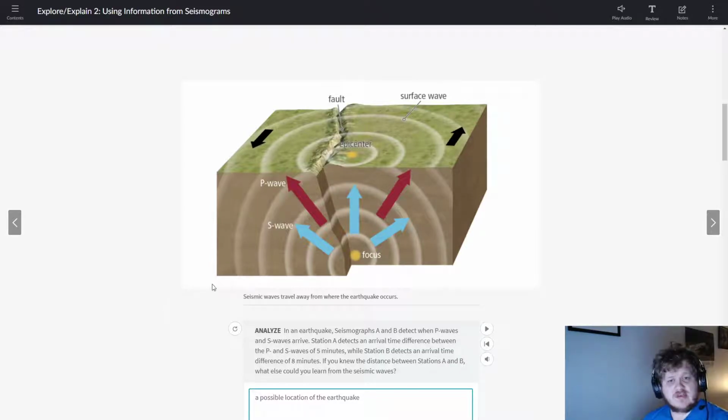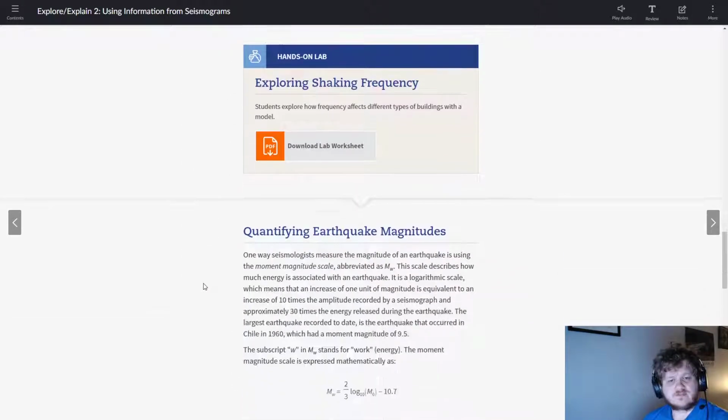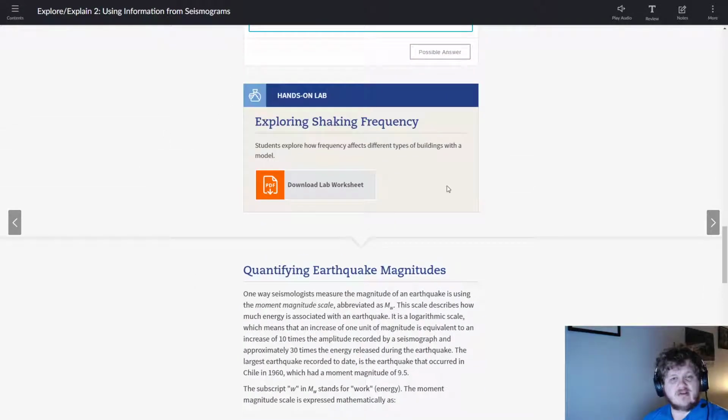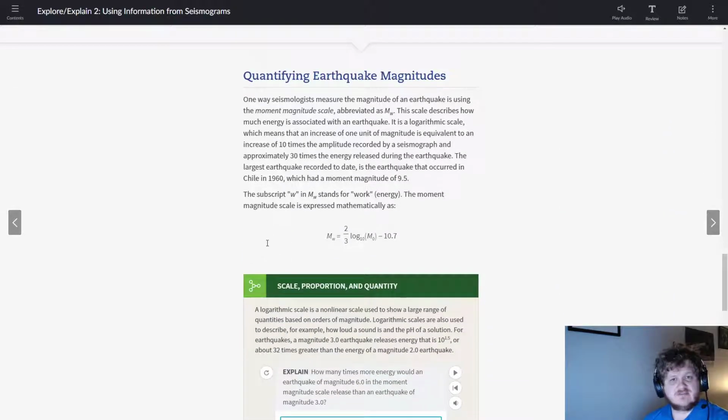However, if you have 3 or more, with 3 you can figure out the epicenter, and with 4 you can figure out where the focus is, so where it actually originated from. A fun activity we'll do tomorrow is measuring where these earthquakes are. You're going to have 3 different seismograph locations and measure out how to do that, which will be fun. And for today, we're going to skip this.